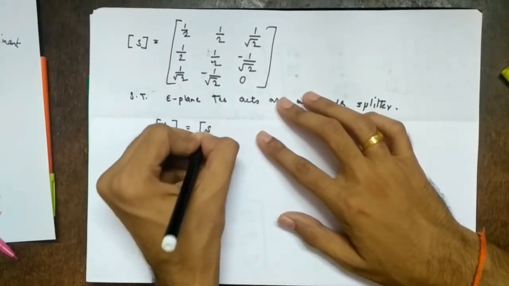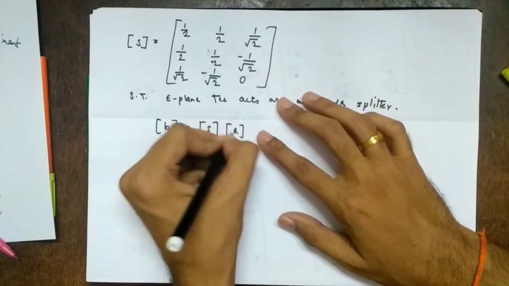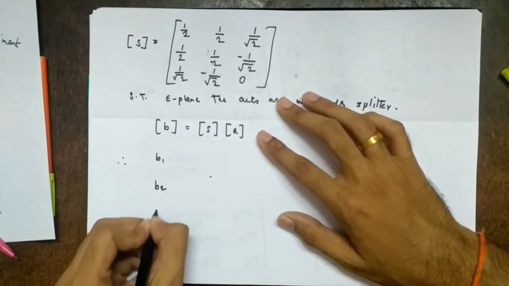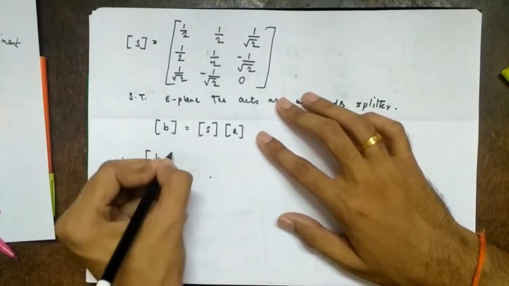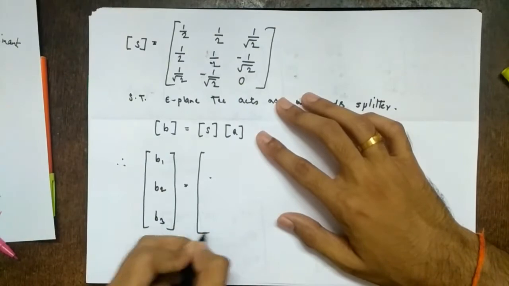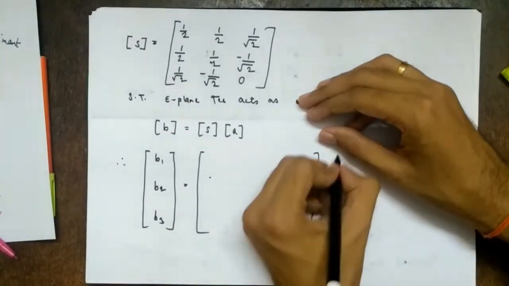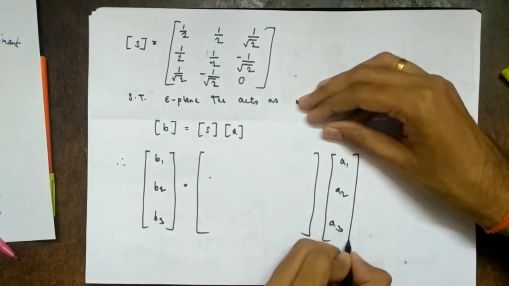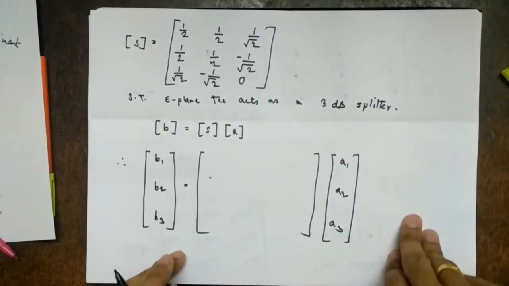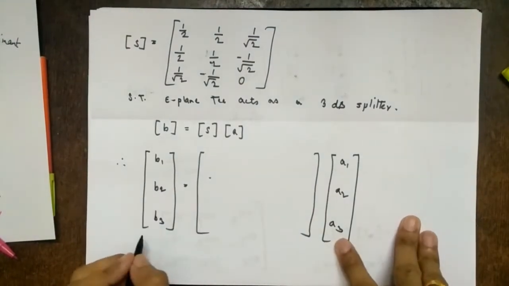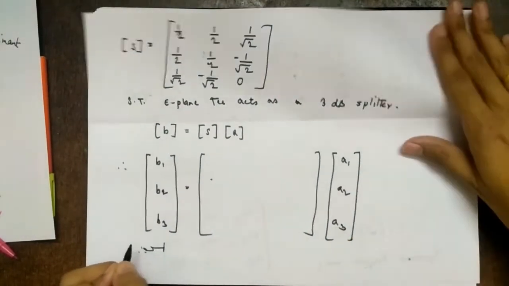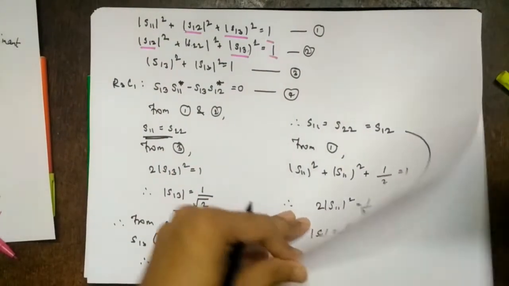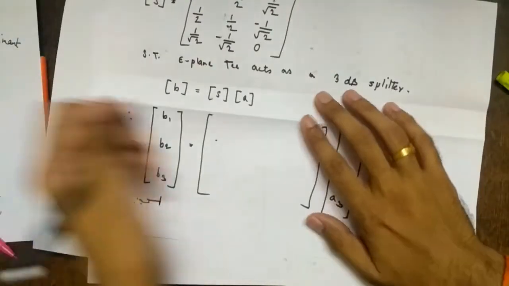The standard equation is what? B equal to S into A. So A indicates incident wave, B indicates reflected wave. So this is a 3-port network. So I'll have B1, B2, B3 equal to this matrix that I am not writing, into A1, A2, A3. Right? So what will be B1 then? So therefore I'll take a new page.